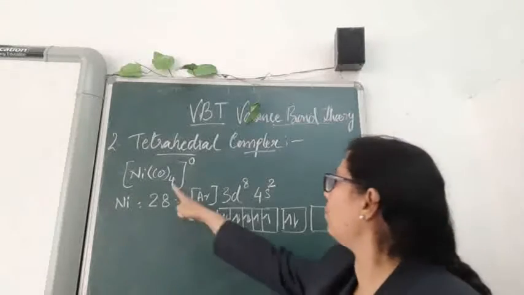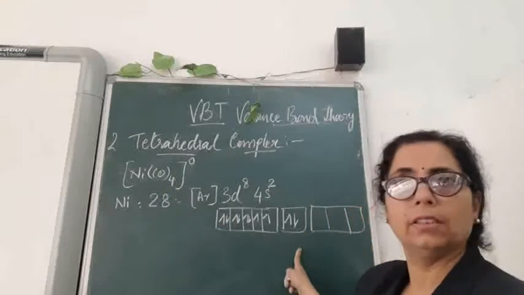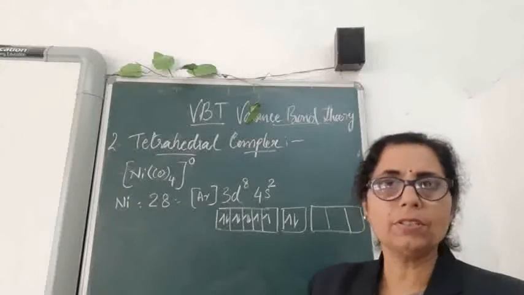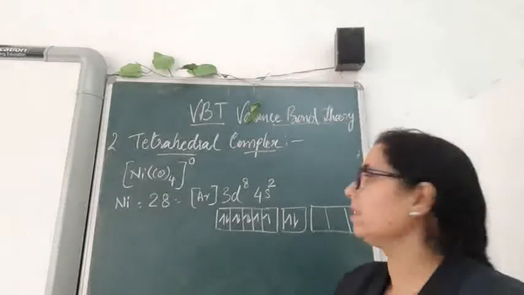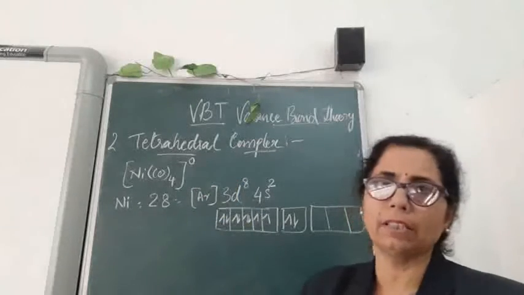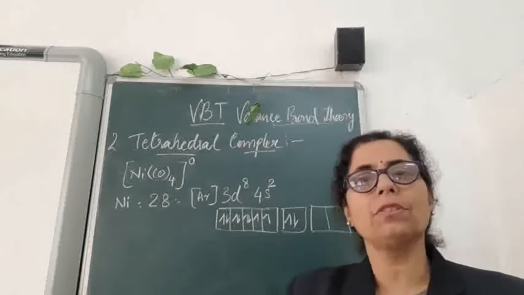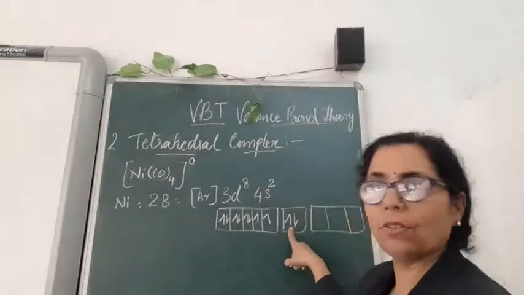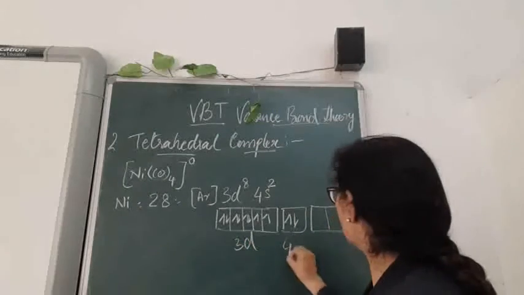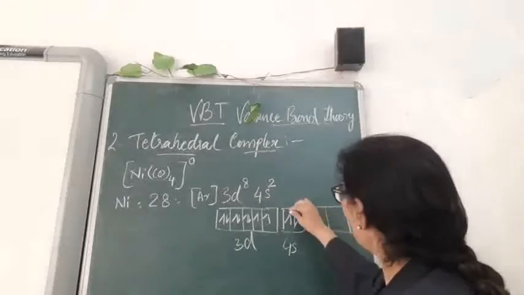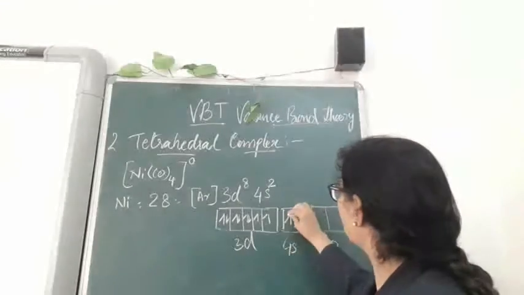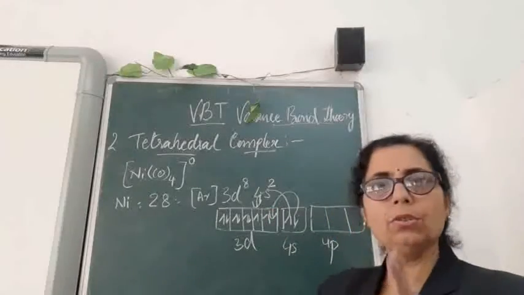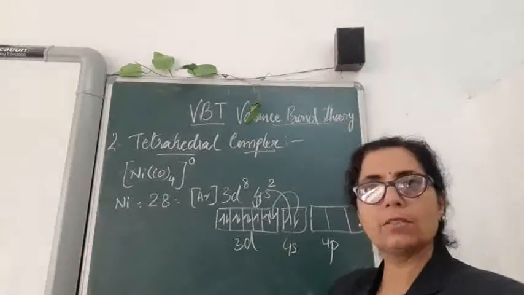Now how will these 4 carbonyl groups settle here? There are only 3 empty orbitals. We need a 4th one, so that these 4 carbonyl groups can come and give their electrons and form a coordinate bond. So in this case, what is happening? This is the 3d orbital, this is 4s and this is 4p. The 2 electrons from the 4s orbital are shifting here.